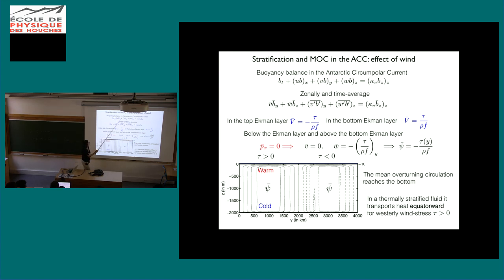And to do that, you look at the buoyancy balance in the Antarctic circumpolar region. There it is. Okay, and for the moment I'm neglecting horizontal diffusion, because it's not really important, except very close to the boundaries. And then for the moment, let's be interested in the zonal and time average properties. So you zonally and time average, that's what the bar means. And of course you have the eddies here to deal with. And I'm going to take kappa v to be a constant, and so there's no bar in kappa v because it's a constant.